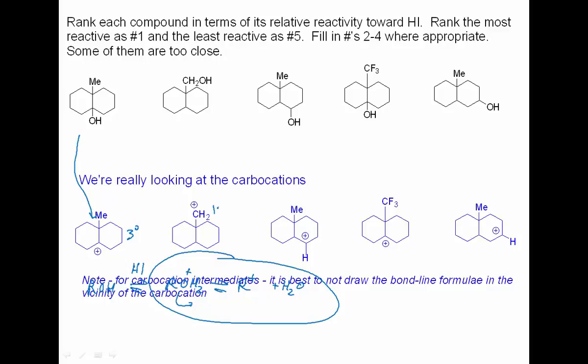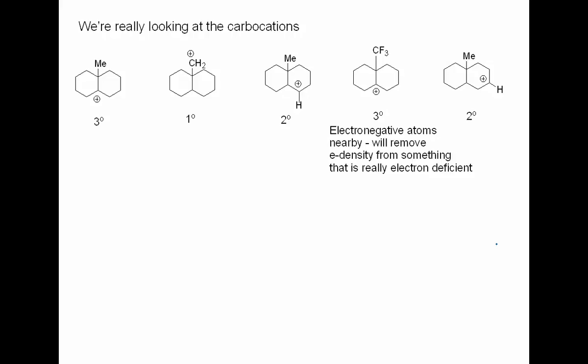This is going to make a primary one. Secondary. Tertiary. Secondary. And it's also a good rule, I told you about this a few days ago: when you have charged species like carbocations, don't draw the bond line diagrams in the vicinity of the carbocation. So here are the types of carbocations. We know that the tertiary ones are the most stable.